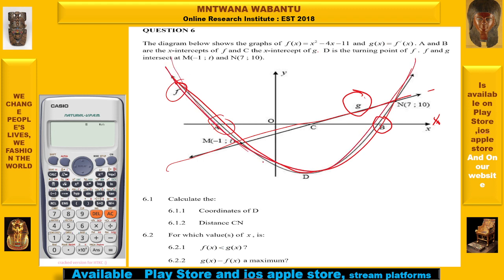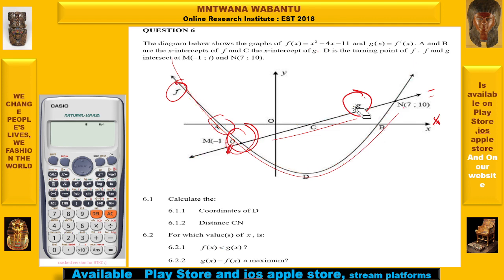We see these two graphs intersect at N and intersect at M. That is how they give us all this information. At point M, where they intersect, it is negative 1 and t, we don't have t, we have to find it later. And another point of intersection is 7 and 10. So now, let's get to the question. Find the coordinate of D. The coordinate of D, we know, is the turning point of the parabola.